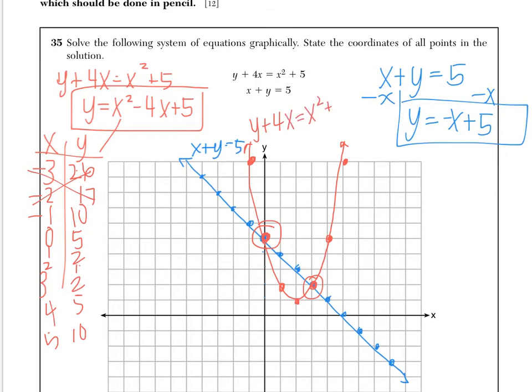and I'm writing the original y plus 4x equals x squared plus 5. Now it does say to state the coordinates of all points that satisfy the solution or are in the solution. So we need to state the coordinates. We had 0, 5 and 3, 2.